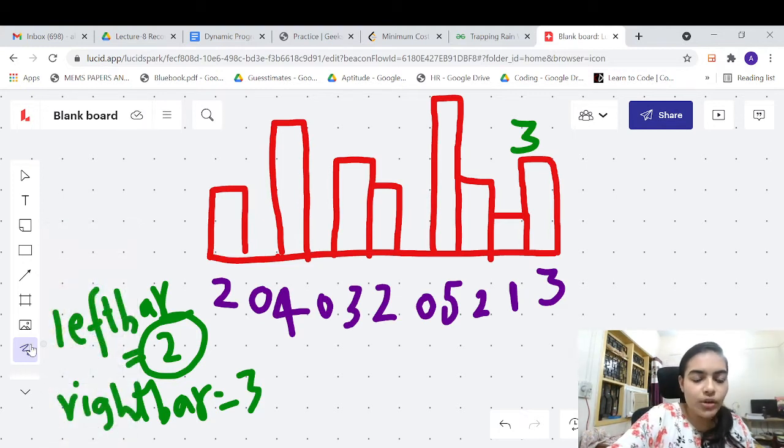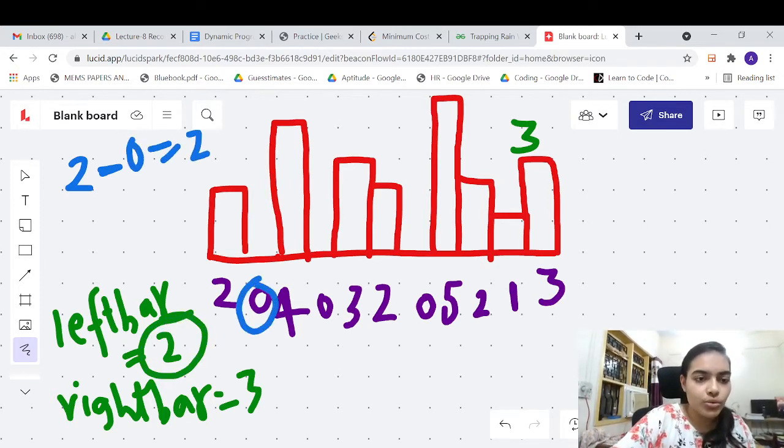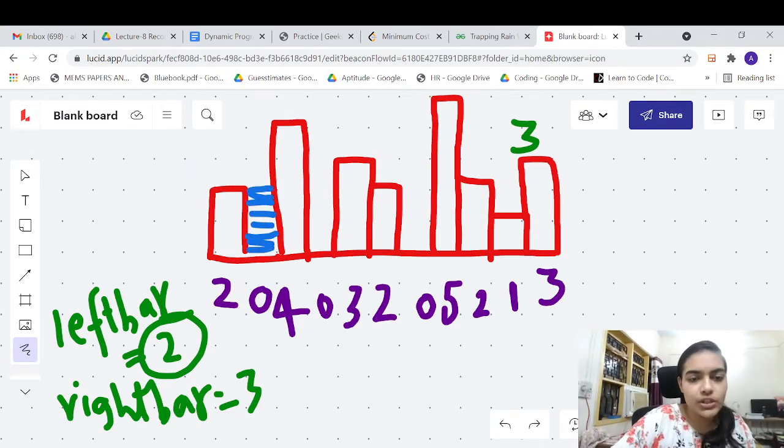Just notice the length of the left bar. What is the length of the left bar? It is 2, right? This variable is having length 2. And what is the height of the current bar? 0. So 2 minus 0 is 2. This will store 2 amount of water. It is true, right? We can see that it will store 2 amount of water.